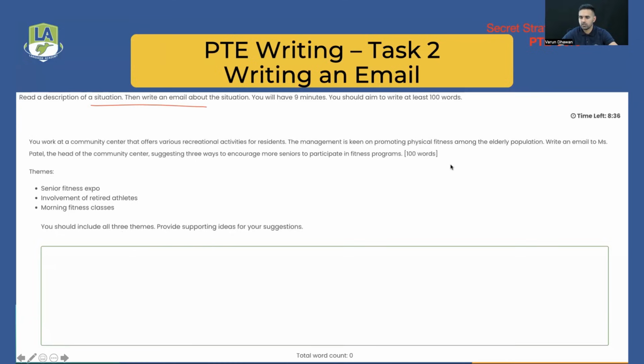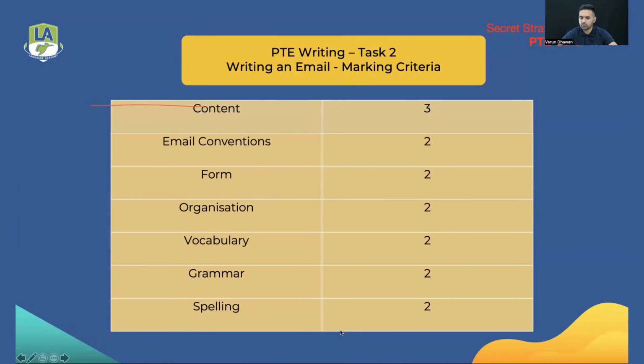So this is what your screen is going to look like. You have the timer over here. You have the word count at the bottom of the screen. This task is marked on 7 different parameters, as I've told you in the beginning.